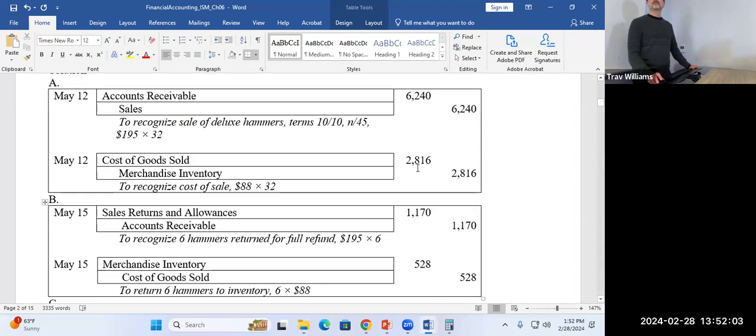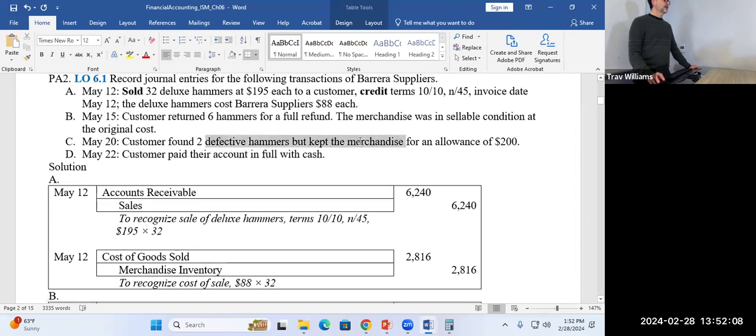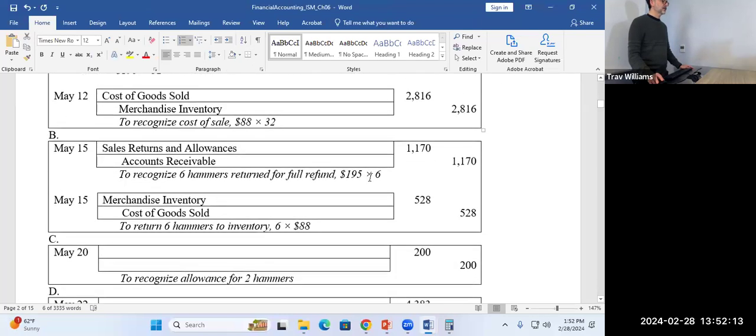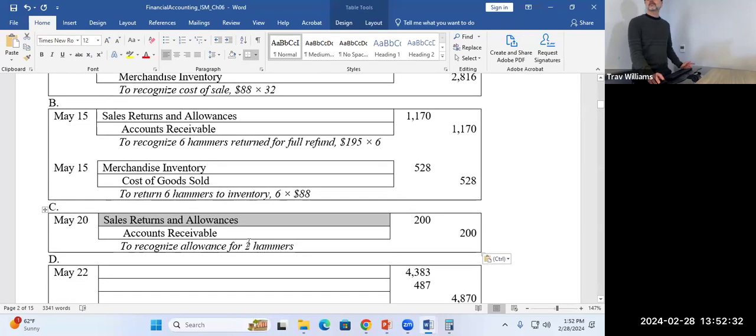Any questions so far? All right, then C. We gave them an allowance of $200 and they kept the merchandise. So you might remember that looks exactly like the first part of a return. So I'm just going to copy those two accounts. It's a debit to sales returns and allowances and a credit to accounts receivable. But there was no inventory, so that's it. That's all we have to do for that journal entry. And then the customer makes their payment.